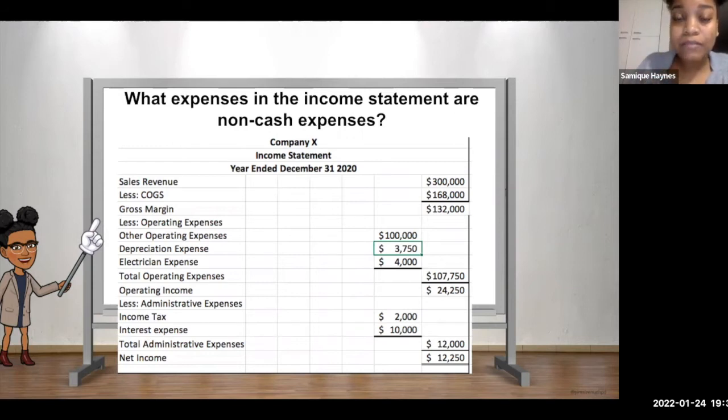is, what will I do to the depreciation expense? So we understand that the net income is different than the cash in our company. It's different. And we know that depreciation expense makes net income less.